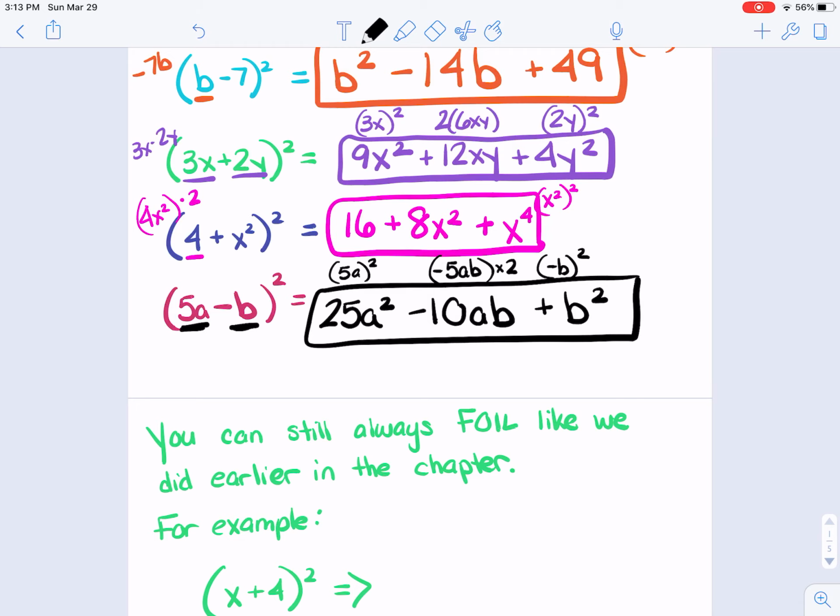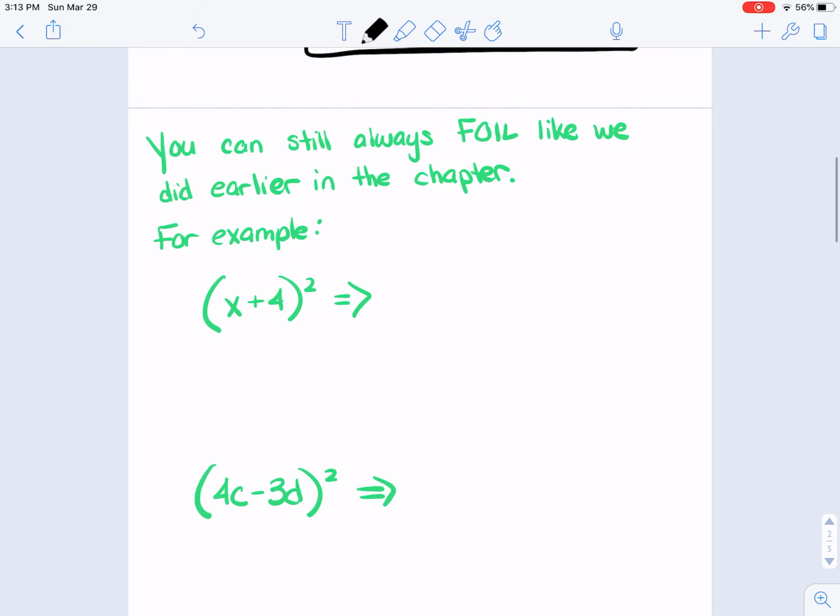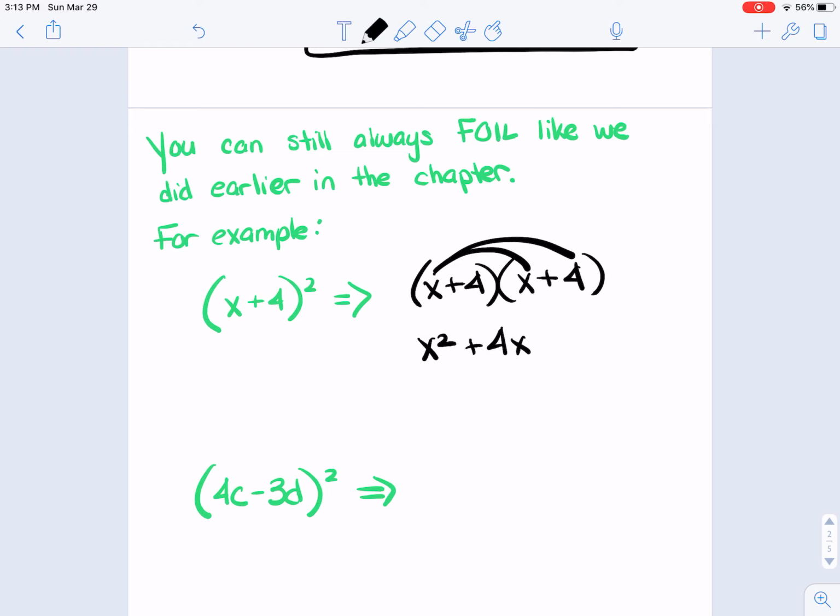Now, if you're just not picking up the shortcut, go back to FOILing. For example, x plus 4 squared. That's x plus 4 times x plus 4. X times x is x squared. X times 4 is 4x. 4 times x is another 4x. And 4 times 4 is 16.